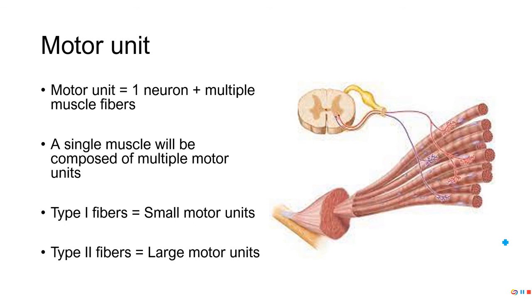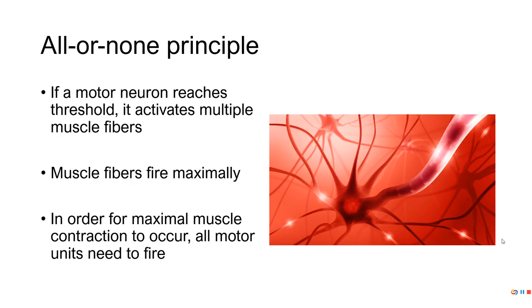Now we've got the all or none principle, and it relates to an action potential. It's kind of the same thing. Basically what the all or none principle is saying is that if a motor neuron reaches threshold, it's going to have an action potential, and that action potential is ultimately going to activate multiple muscle fibers. When these muscle fibers are activated, they fire maximally. Muscle fibers always contract maximally. They give their all. It doesn't matter the size, small or big, they're giving everything that they've got.